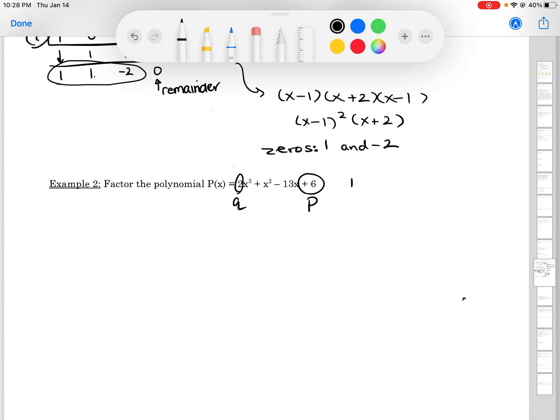So we have for p's plus or minus 1 times plus or minus 6, and then we have plus or minus 2 times plus or minus 3. Our q's are plus or minus 1 and plus or minus 2. Those are the factors of 2.